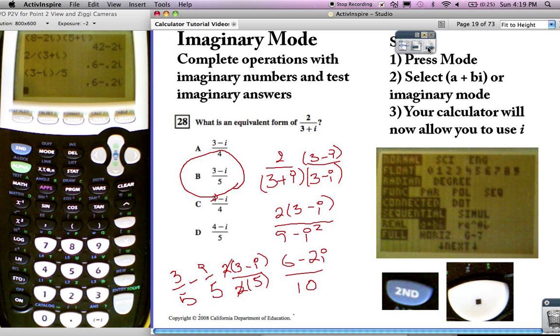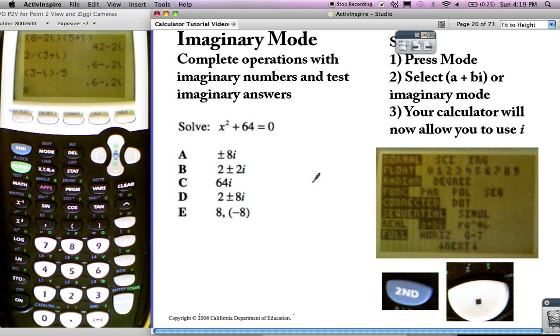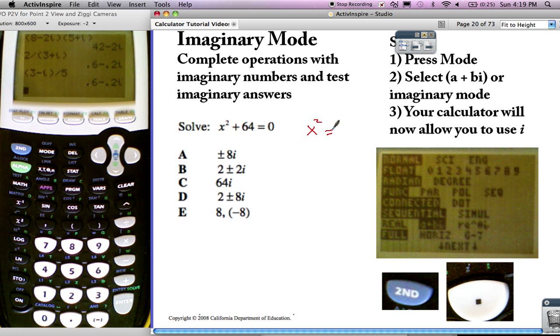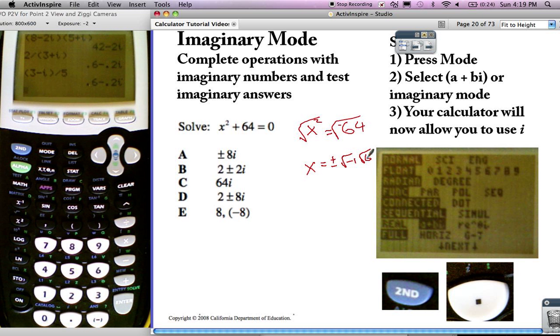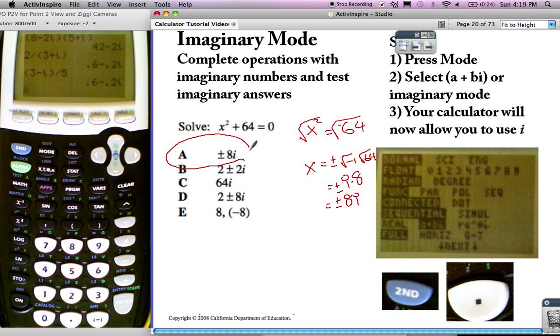The other place this is very helpful is when you're testing solutions. So we had this one on our review, and we moved the 64 to the other side, so we can solve by taking the square root. We take the square root of both sides, we get x equals plus or minus, and then we break that up into -1 and square root 64. Square root of -1 is our i, square root of 64 is our 8. We're going to clean this up, so it is plus or minus 8i.